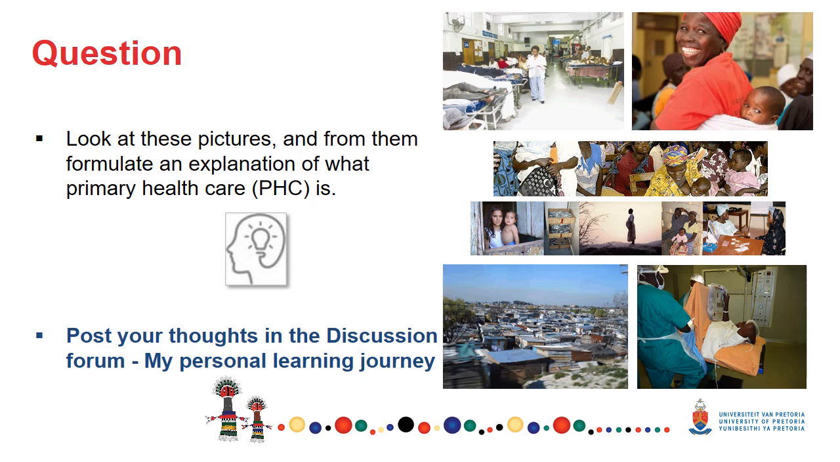Take a few minutes to look at the pictures on the right of your screen. Look at the contents, the people, and their environment. From these pictures, determine what you suspect or what you expect their health needs to be. What are their primary healthcare needs? Post your thoughts on the discussion forum.